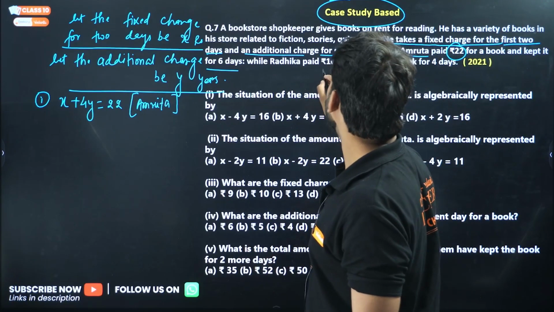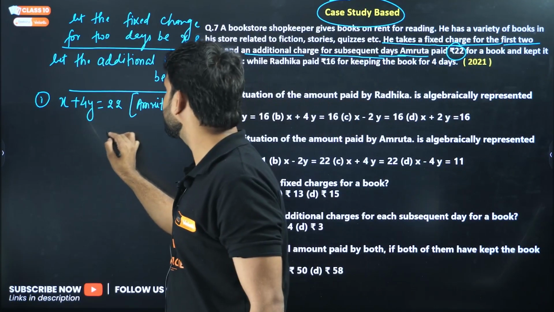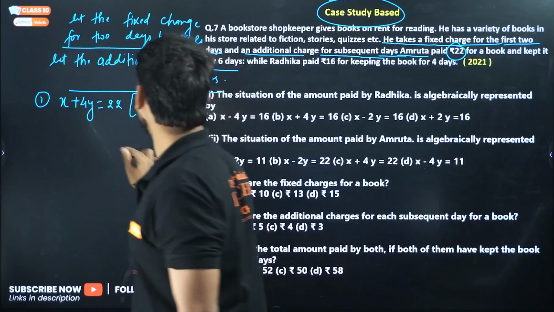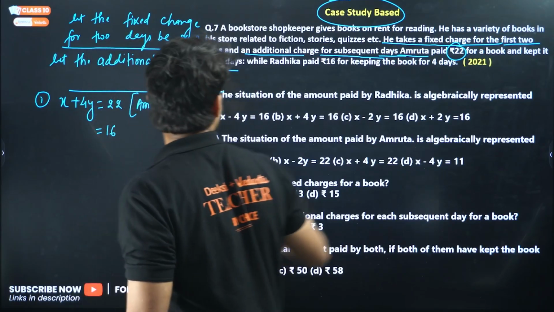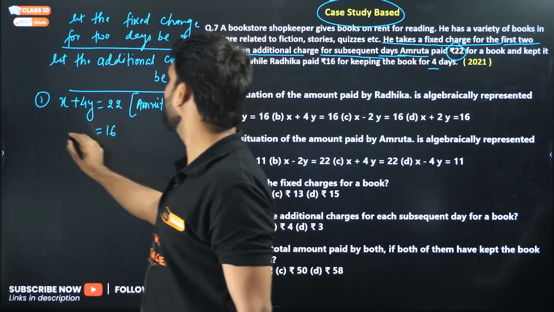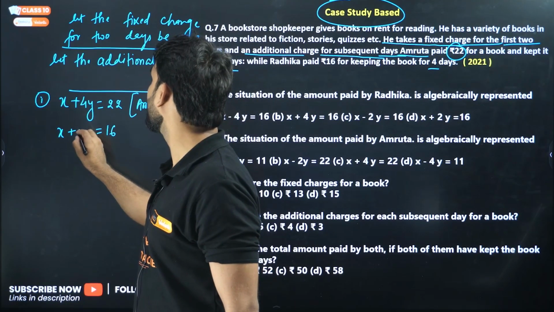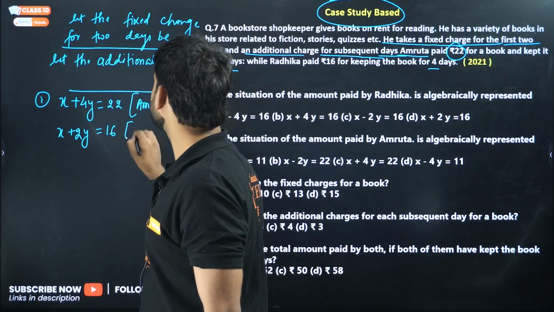Radhika has paid 16 rupees. So I'm writing here 16 rupees, and she took the book for how many days? 4 days. So 2 days is fixed for x and 2 days more. So that will be 2y. And this is for Radhika.